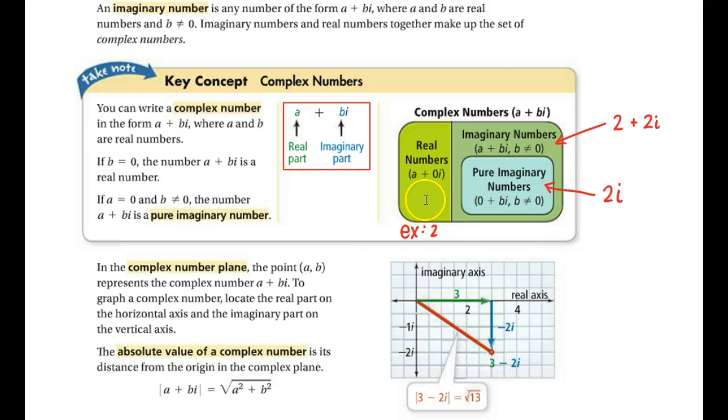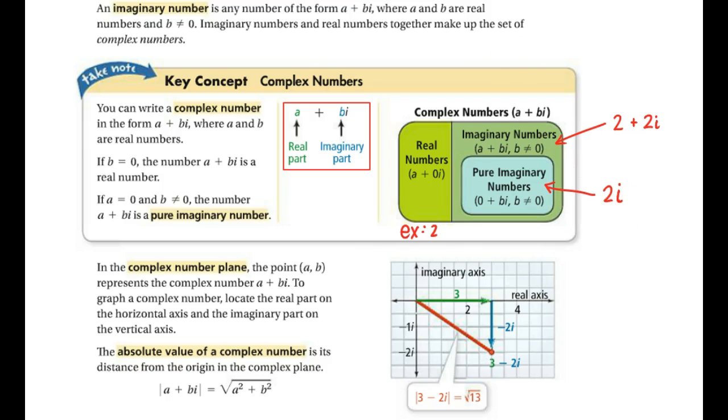So 2 is a real number, and that's the kind of number that we're used to working with so far. Here's an example of an imaginary number, 2 plus 2i, because the b, the number in front of the i, is not equal to 0, so that means there is an imaginary part to it. And then a pure imaginary number would be an imaginary number where the real part is actually 0, so the only piece left is the imaginary part itself, and an example of this would be 2i.